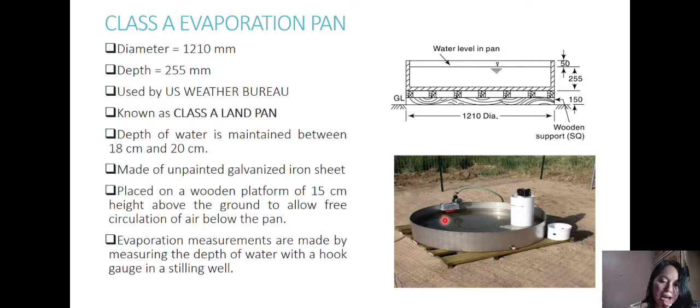below the pan. Evaporation measurements are made by measuring the depth of water with a hook gauge in a stilling well. Okay, here is a picture of the Class A evaporation pan, an actual picture.